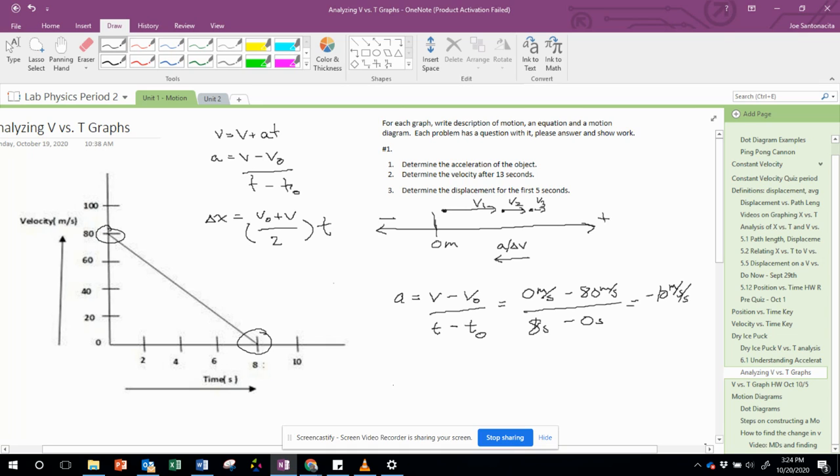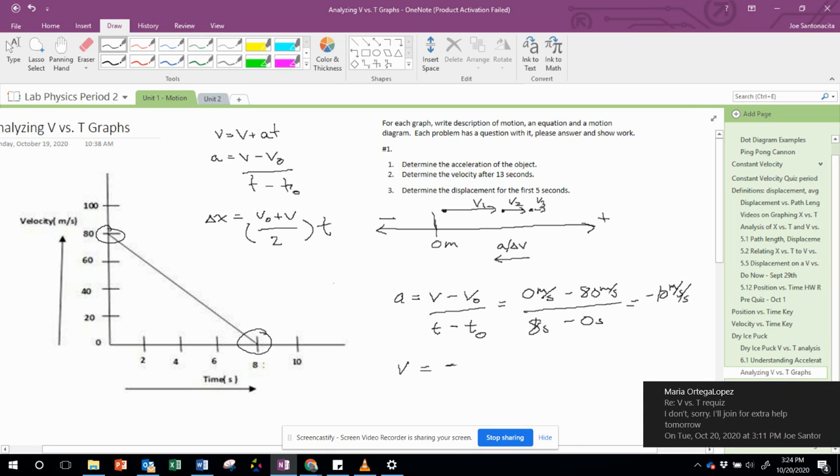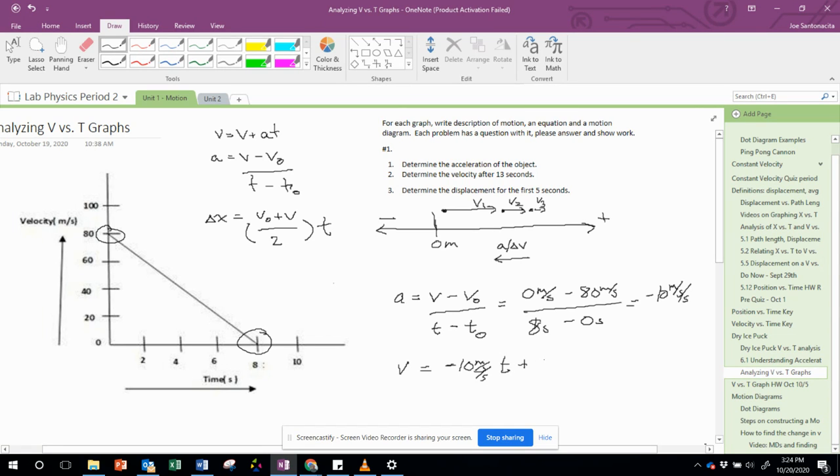Now I can also write an equation for the motion. A general expression: v equals negative 10 meters per second squared times the time, plus the initial 80 meters per second. That would be the general equation for that motion.